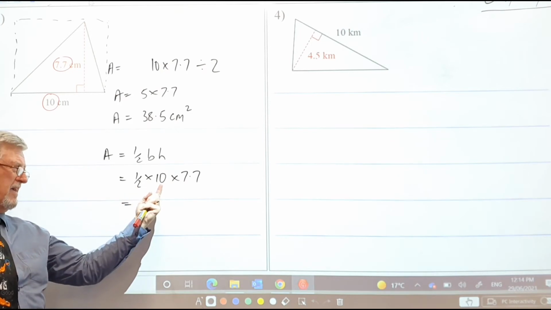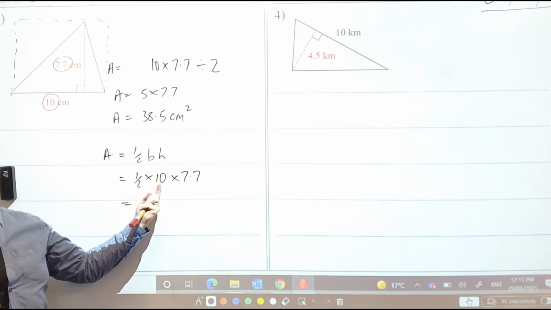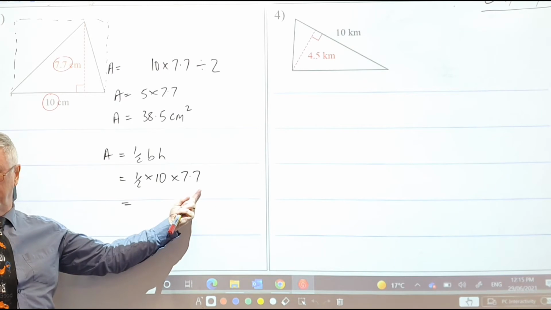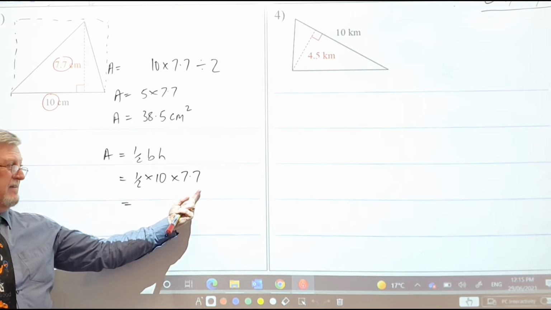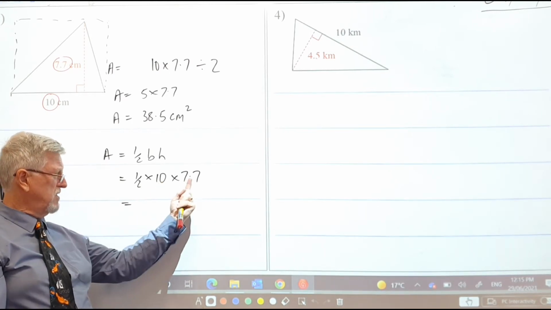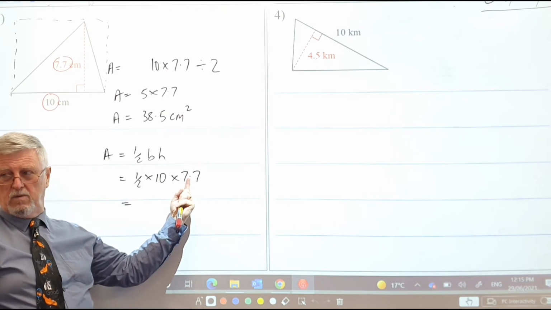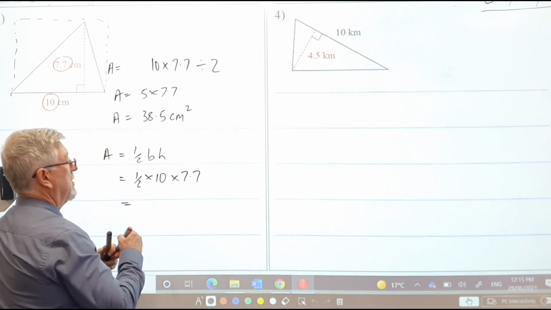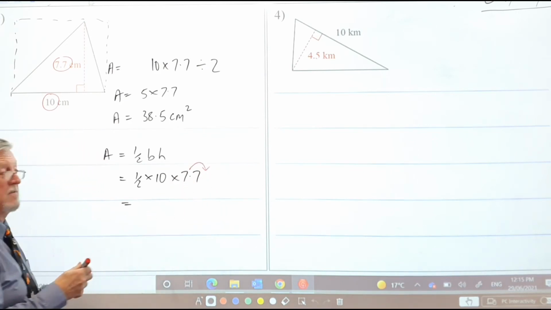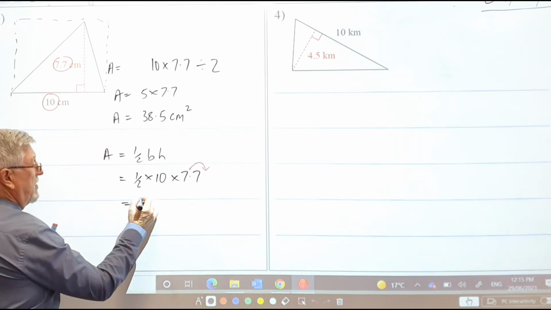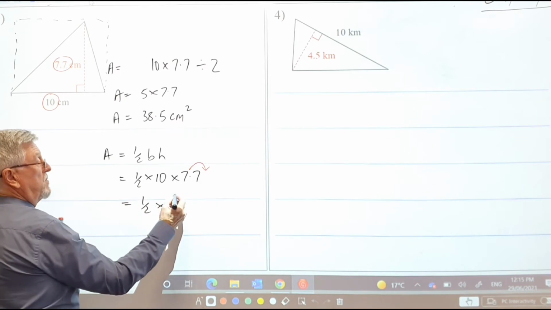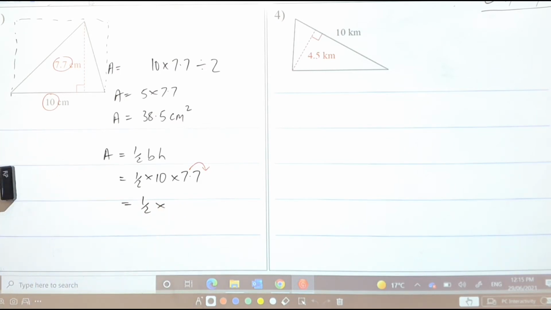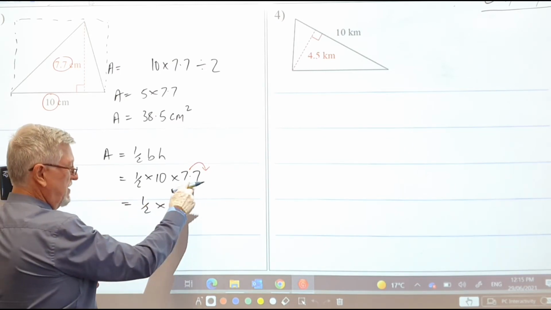Now if I want to, some people prefer to go that times that and then divide by 2. Most of the time, you don't get nice numbers like 10. So there is an advantage to going that by that. When we multiply by 10, the decimal moves 1. All it means is we're going to move the decimal 1. So then I've got a half times, what's that? So you do on your calculator, 10 by 7.7? 77.